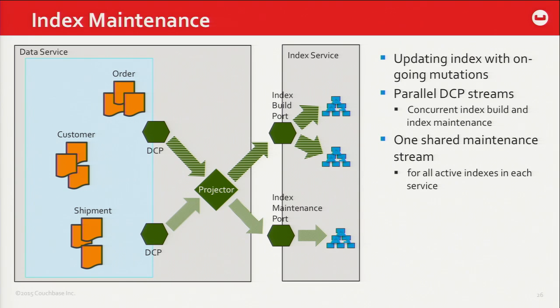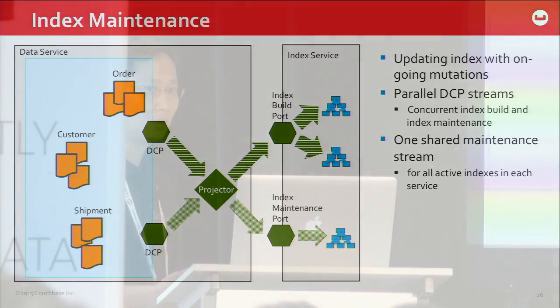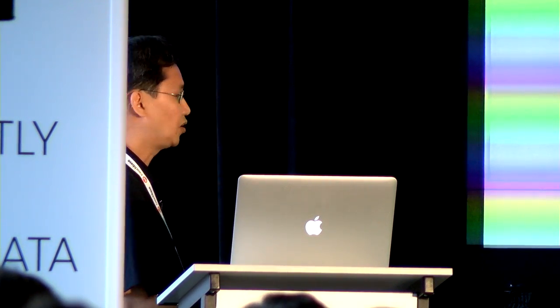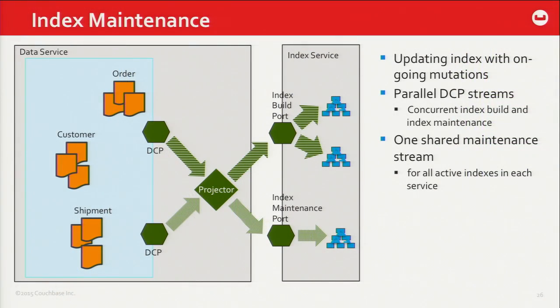At the same time, from this diagram, you also see that we can have concurrent TCP streams for both index build and index maintenance. What it means is that while there's an index build going on, the existing index will also keep up to date and vice versa. So we can keep things going on in parallel. And obviously, once the index has finished building, the maintenance TCP stream will update the new index that has just been built.